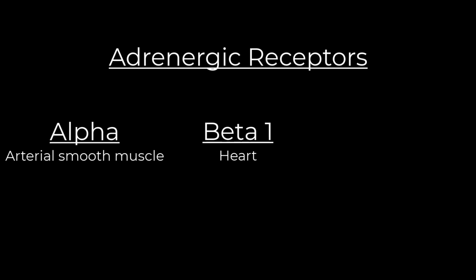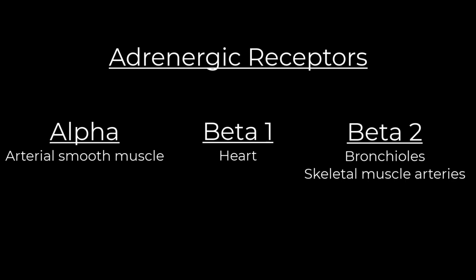Beta 1 receptors are located in the heart. Activation of these receptors with epinephrine results in an immediate increase in pulse as well as the strength of cardiac contractility. The patient benefits from increased cardiac output. This is the cardiac booster effect.